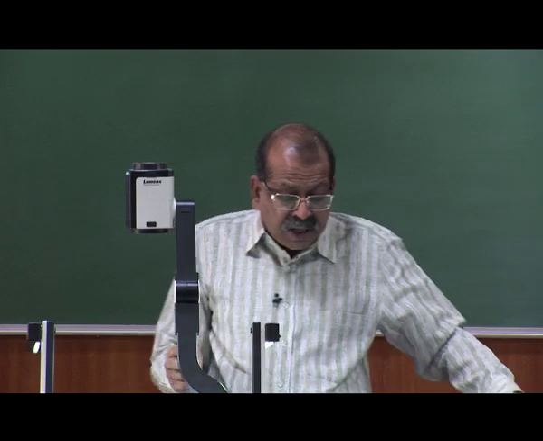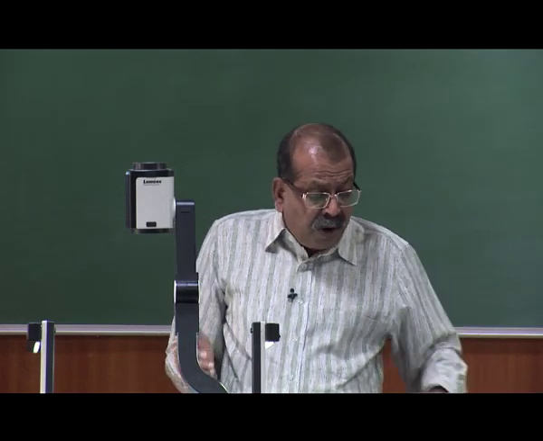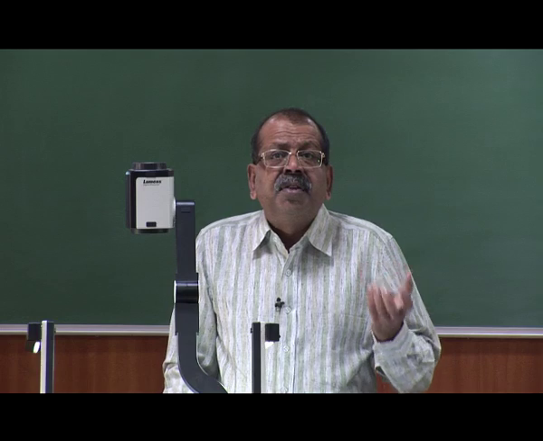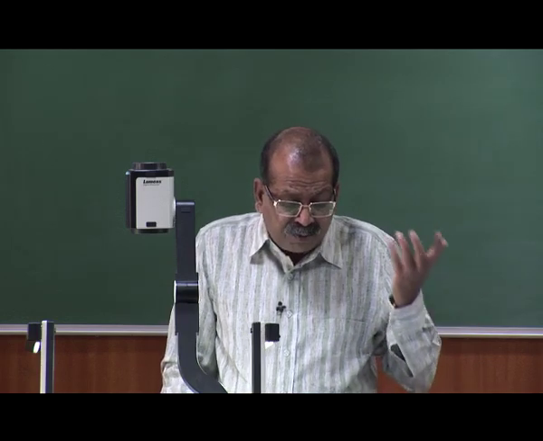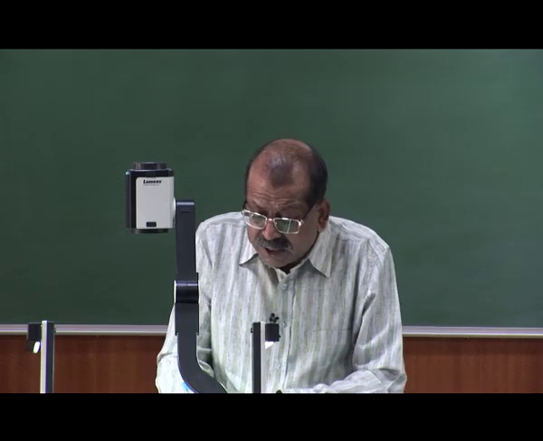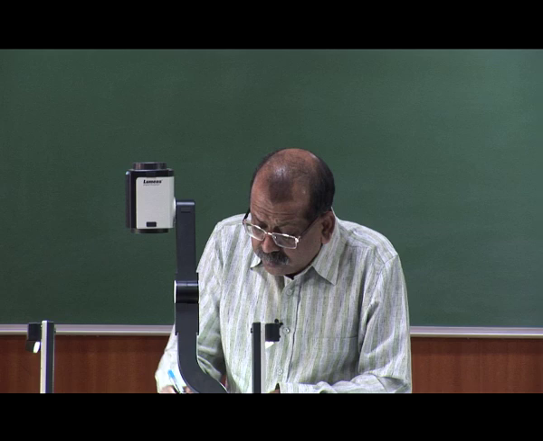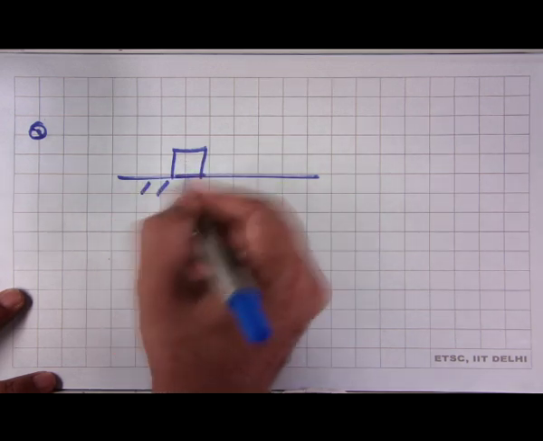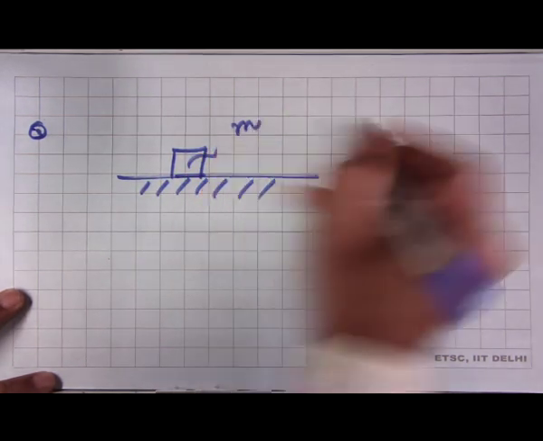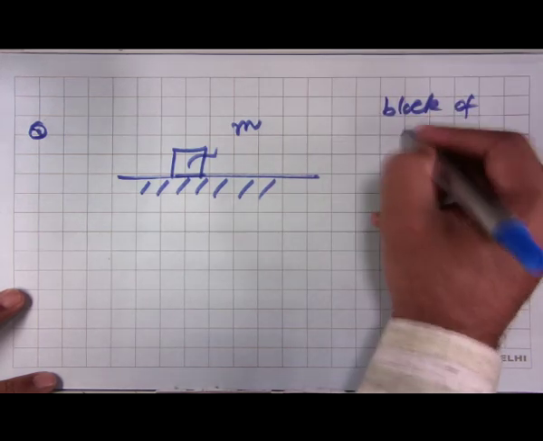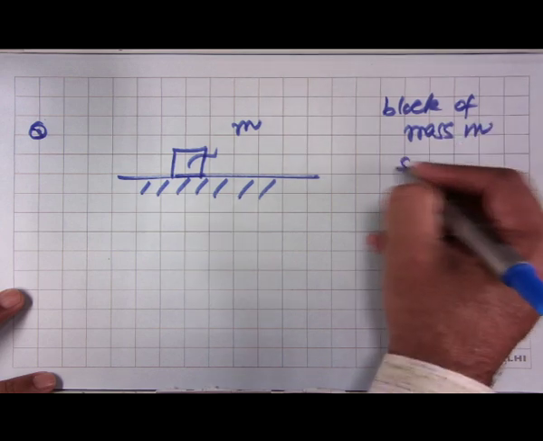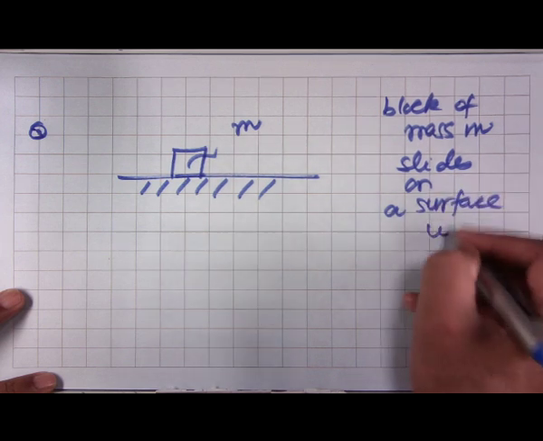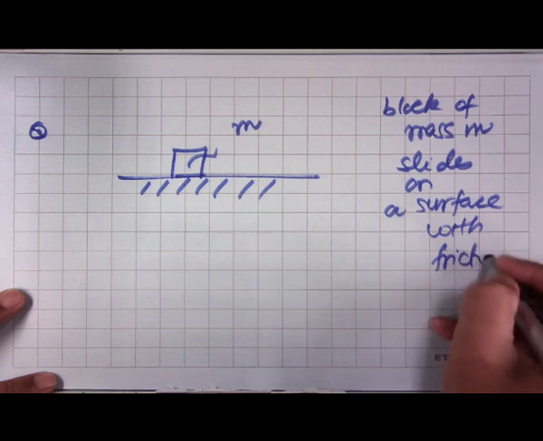Now, in the second case also, the work done by the spring, can this be treated as a form of energy? Let us look at a third case, case 3, where we again have a block of mass m, but now it slides on a surface with friction.